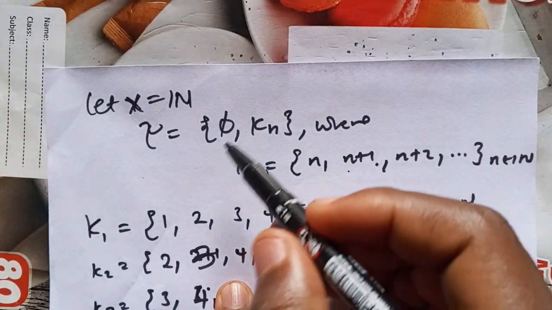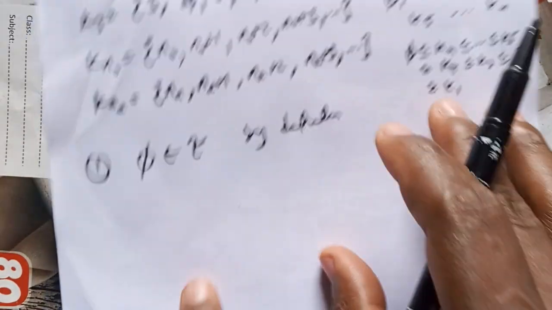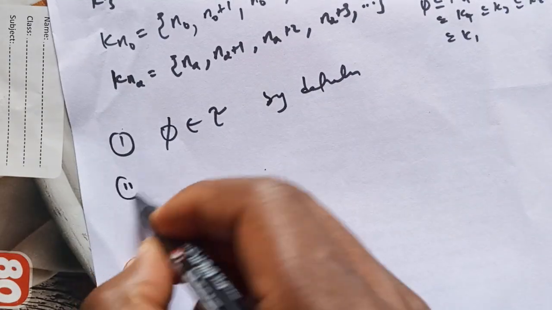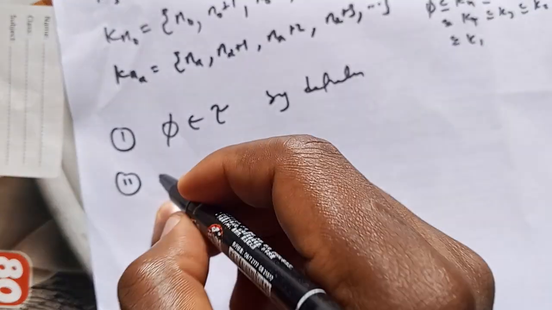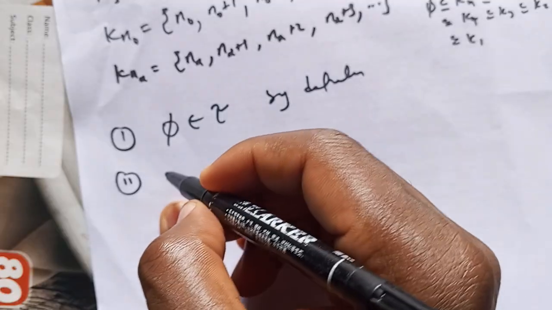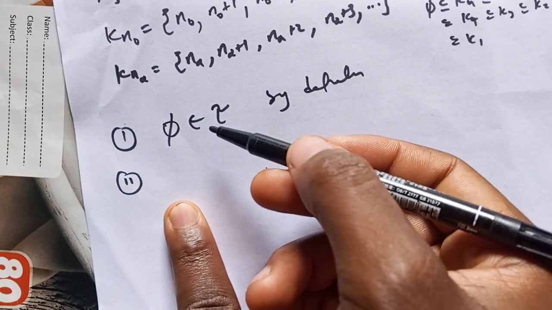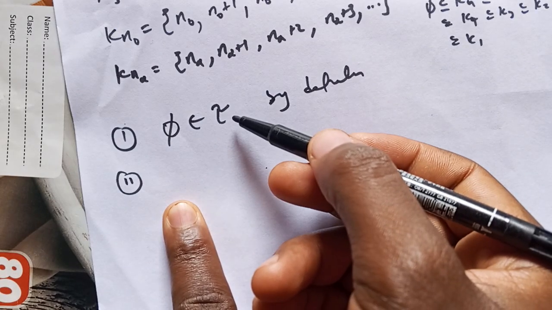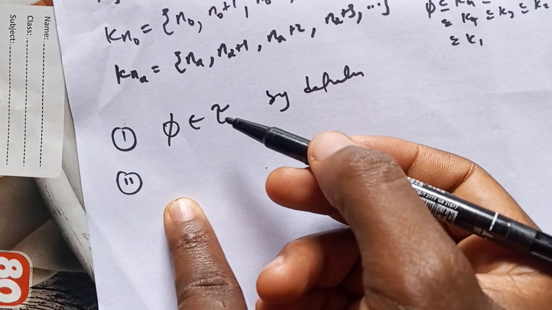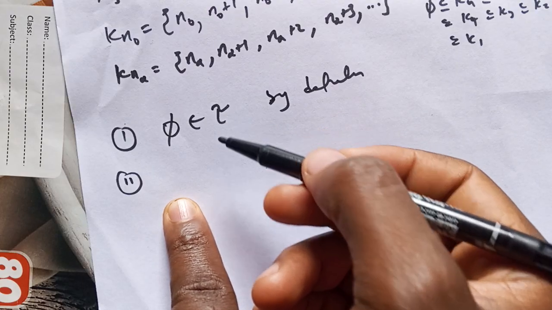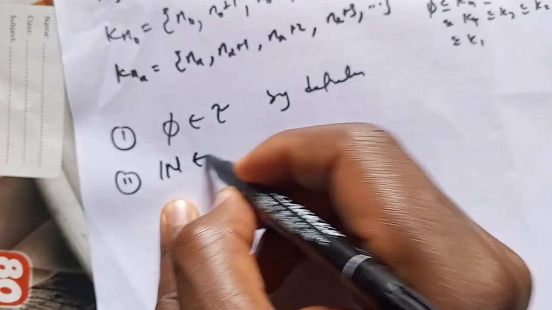Now, look, the empty set is already in what? In tau, which is there. Now, secondly, it is trivial to see that the empty set is in what? In tau. Now, the whole set is in tau.